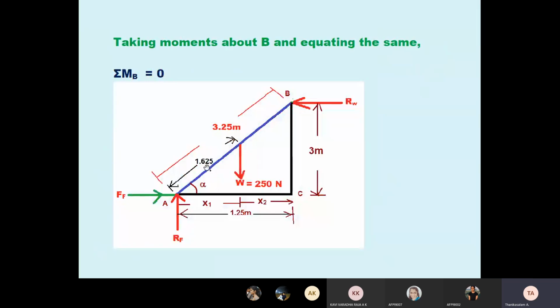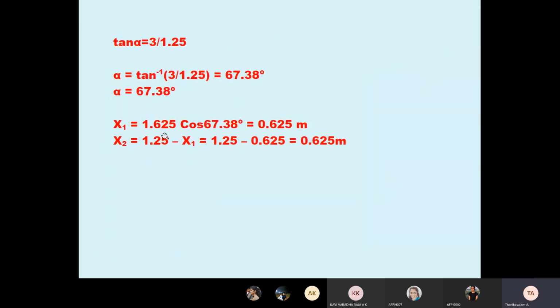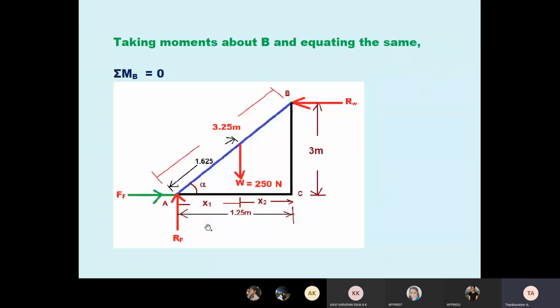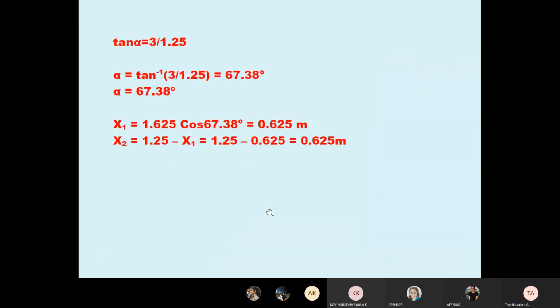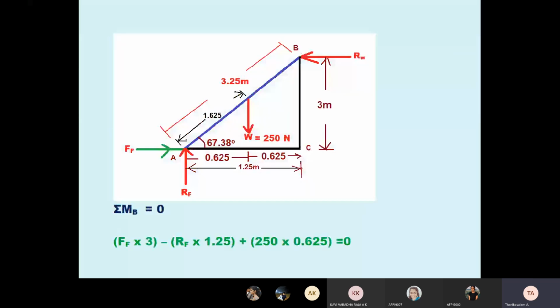Already 1.625, no? Therefore, X1 equals 1.625 cos alpha. See here, 1.625 cos alpha. Therefore, it is 0.625 meter. Then already we know the total distance, how much? 1.25. So X equals 0.625. What is the balance distance? 0.625 meter.